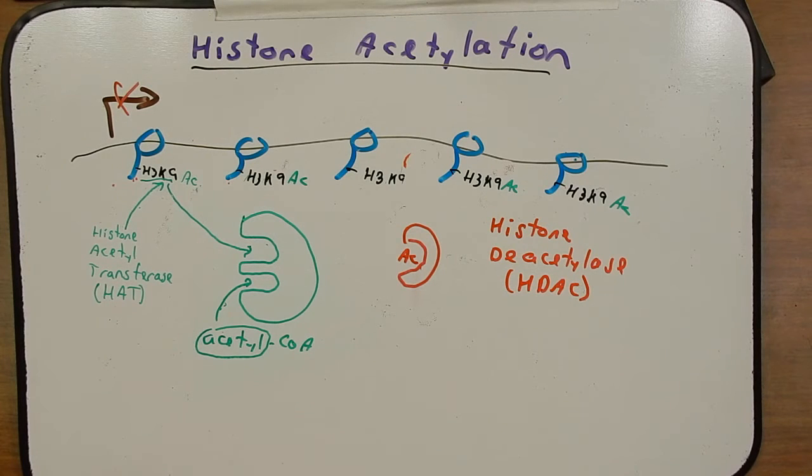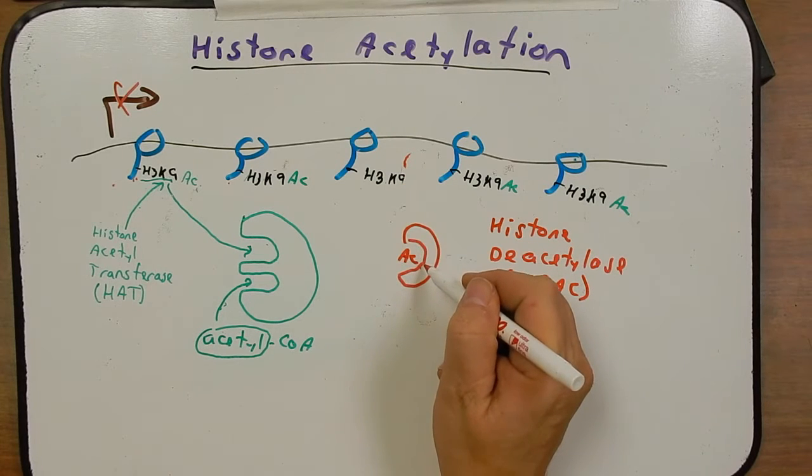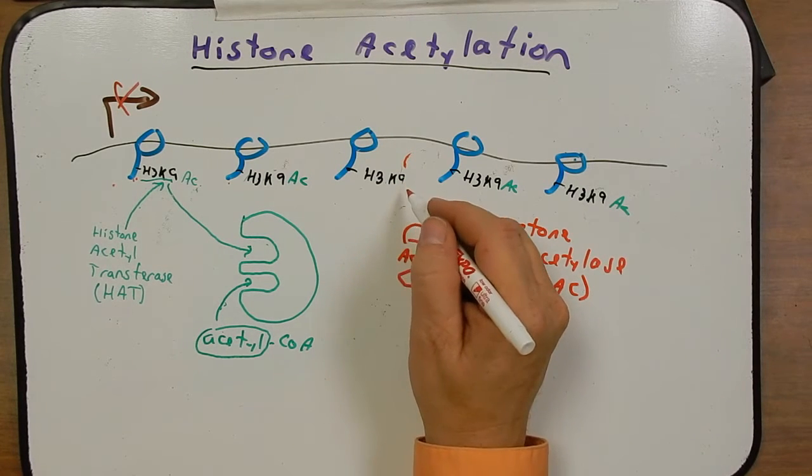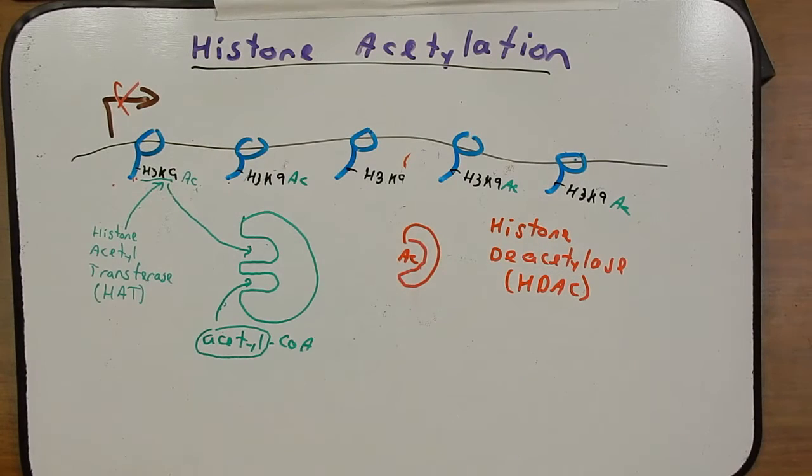And if you remember, just as a bit of a review, this H3K9 with the acetyl group removed will now be likely to be methylated. And having that methyl group there will now begin to shut down this whole process.